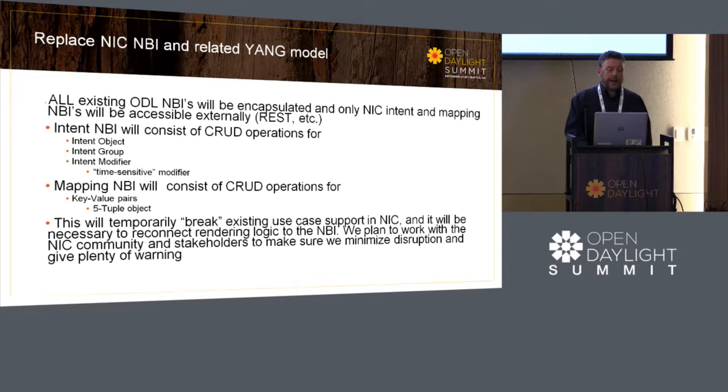Initially, the only objects we're going to have are three very simple objects: object, group, modifier, and one very simple type of mapping entity, which is this 5-tuple object. So the new interface is going to be incredibly simple, and while we're only supporting one use case, that's all there really is to it. We're going to extend the mapping data structures, and the intent objects and modifiers, over the next 10 years as we support many, many more use cases. Again, this is going to temporarily break everything, so we're going to work with the community and find a way to give people notice and make it as painless as we can.